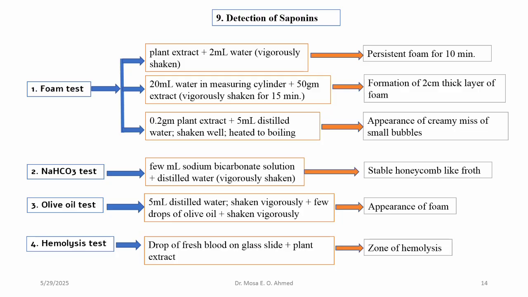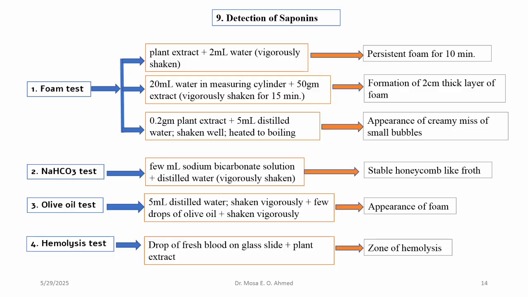The first foam test subclass is the use of plant extract with 2 ml of water and vigorous shaking. In case of presence of saponins, foam is formed and persists for 10 minutes.